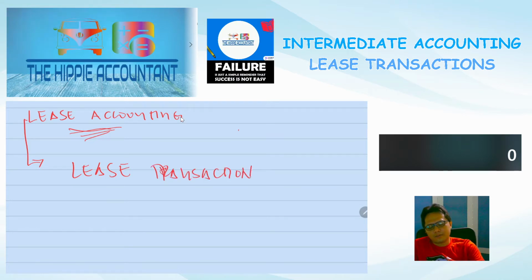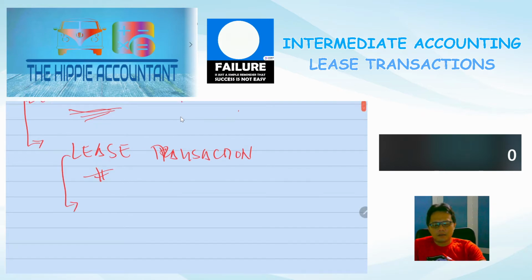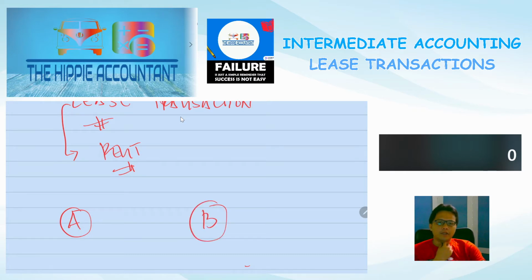Okay? Now, ito tinatawag natin na lease. Kumbaga, ito yung common to all of us. This is basically, in its simplest form, a rent transaction. Okay? Renta. So, in a lease transaction, basically, at its minimum, there are always two parties, no? So, let us assume na we have party A and party B.